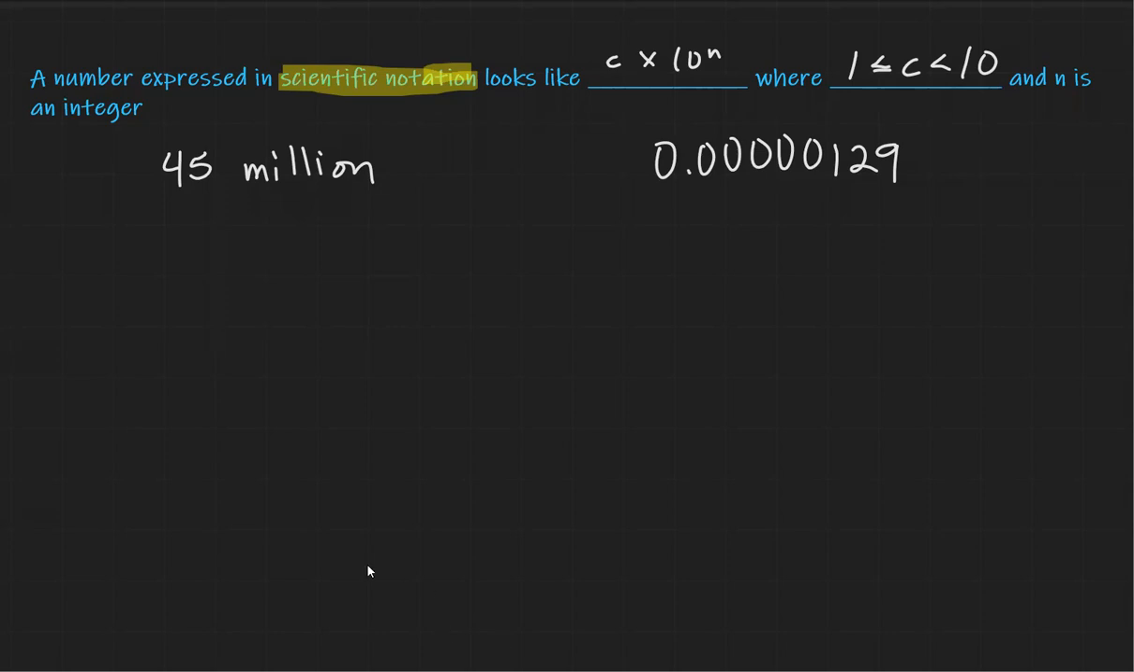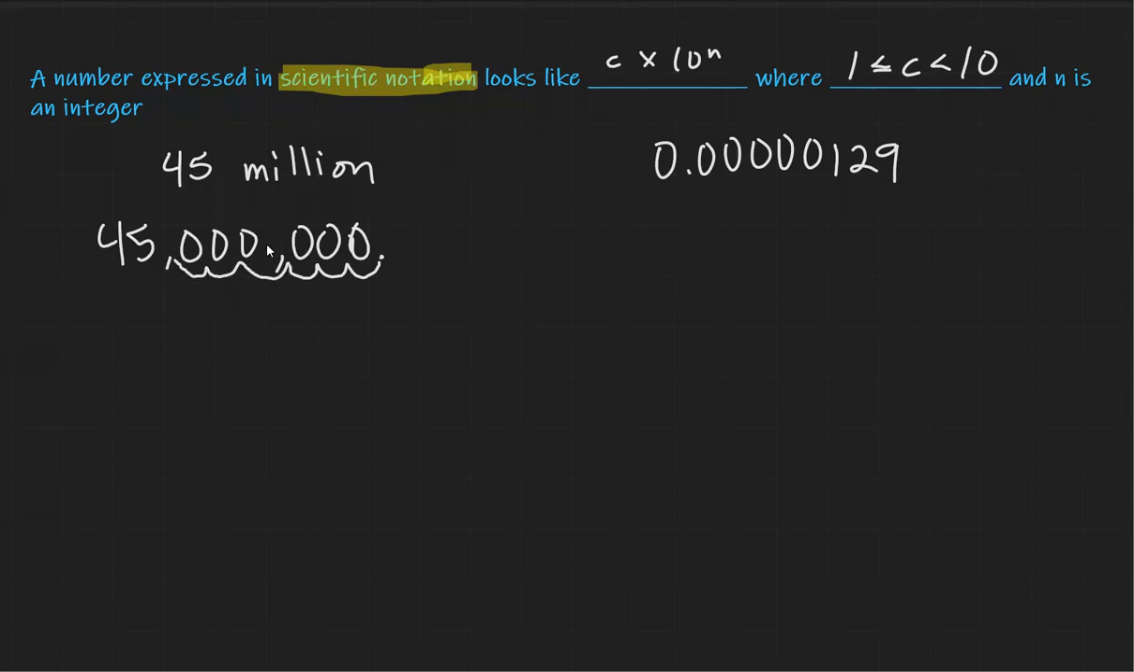So let's go ahead and review, how do I write these in scientific notation? Well, 45 million, okay, remember that's 45 with 6 zeros trailing behind it. So if I want to write this in scientific notation, our decimal is technically here because it's a whole number. And I ask myself, how many places to the left do I need to move? 1, 2, 3, 4, 5, 6.